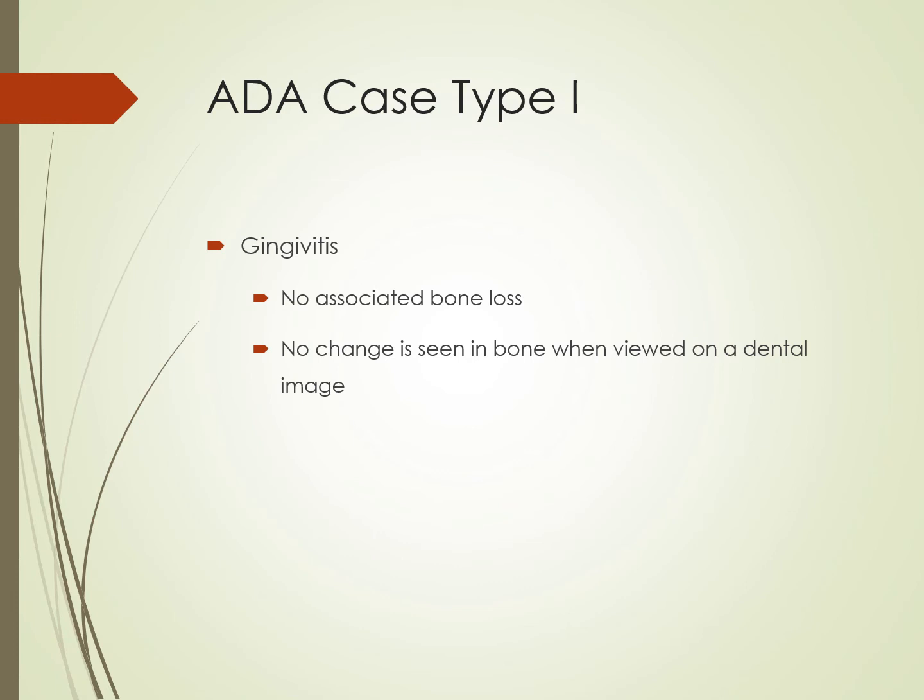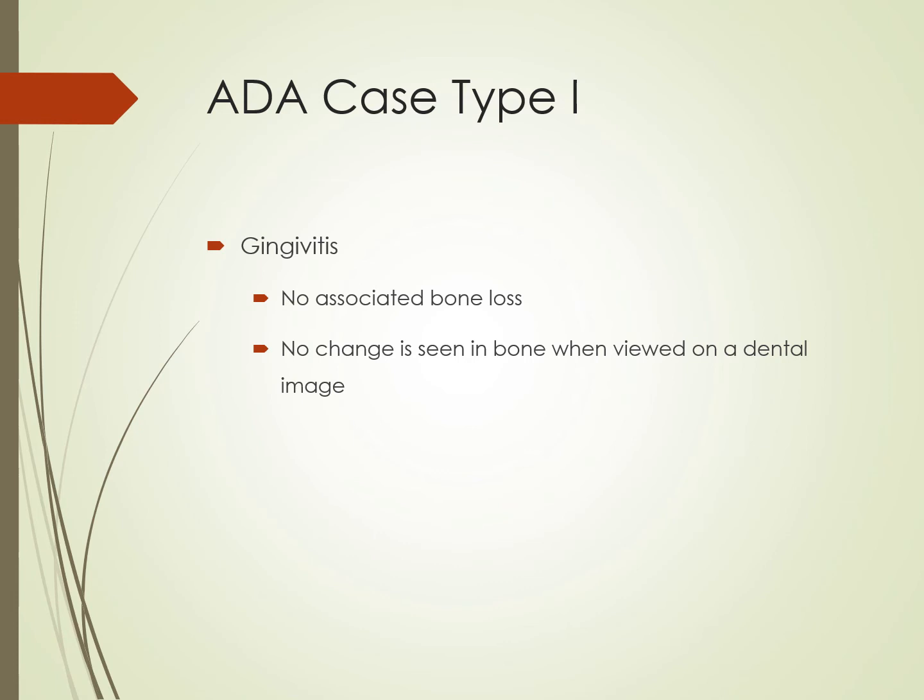When we talk about ADA case type 1 being gingivitis, which is no associated bone loss, there's no change seen in the bone when viewed on dental images. So that means that we can see the crestal lamina dura, and the alveolar crest is approximately 1 to 2 millimeters apical to the CEJ. It also means that bleeding may or may not be present, right? Because on a radiograph, we can't tell if their soft tissue is healthy or not.